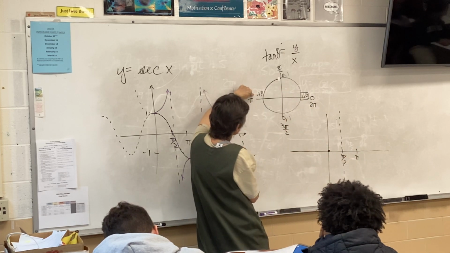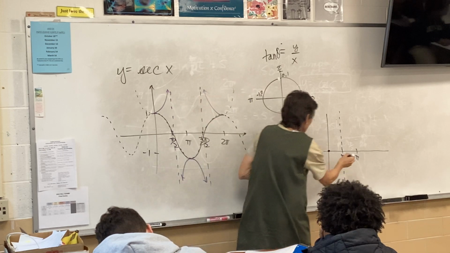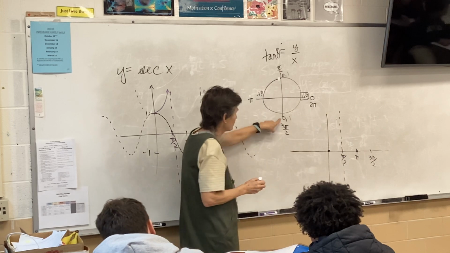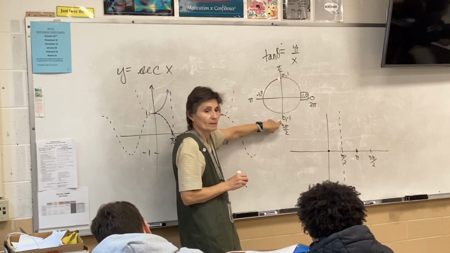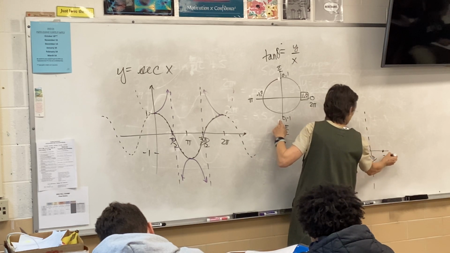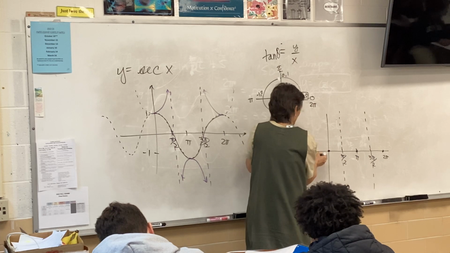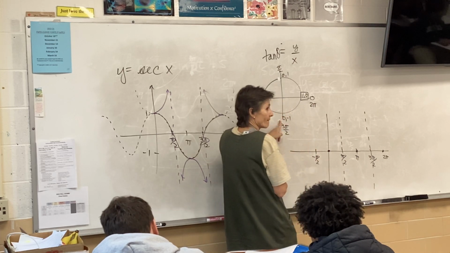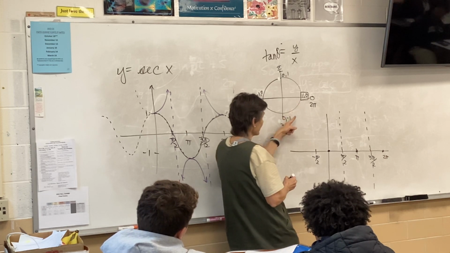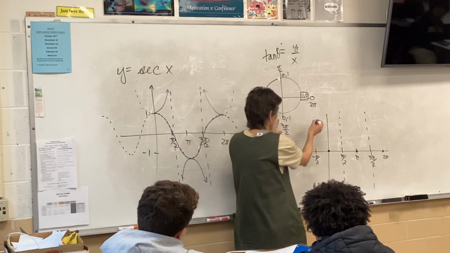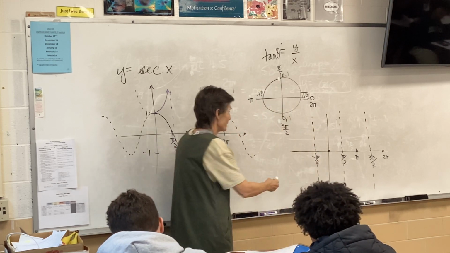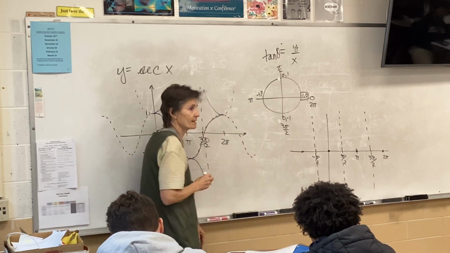What happens over here? 0 again? All right. What about 3 pi over 2? What happens down here? Undefined again? I don't know about you, it's getting a little boring. 2 pi is 0 again? What's negative pi over 2? This would be negative pi over 2. Undefined again? I could keep going, but this is getting very boring.